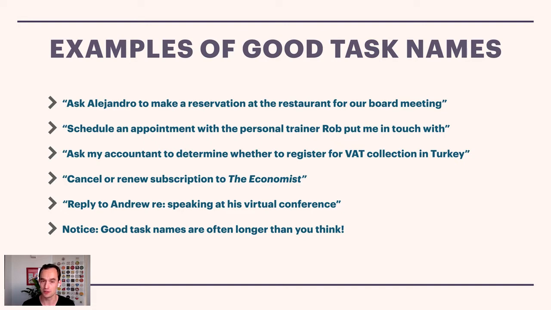Ask my accountant to determine whether to register a VAT collection in Turkey. This is something I've got to do, so it's sitting in my task manager, very specific. Talk to my accountant. What am I talking to them about, right? Cancel or renew subscription to The Economist. I subscribe to The Economist, and so I have a periodic task. It's just asking me to decide, do I want to cancel or renew my subscription, okay? Another good task example might be reply to Andrew about speaking at his virtual conference.